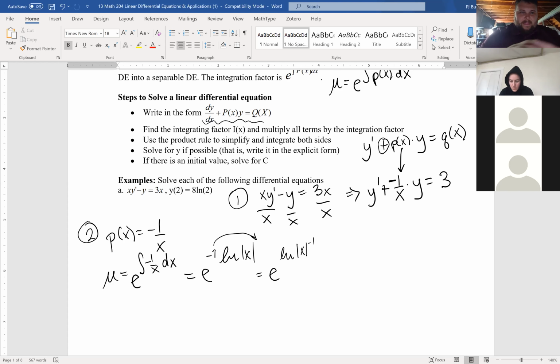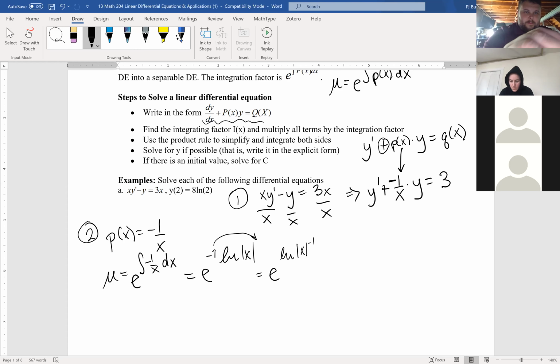And once we've done that, now the e and the log cancel. And this is just going to become 1 over x. Right? If we have x to the -1 power, that's the same thing as 1 over x.